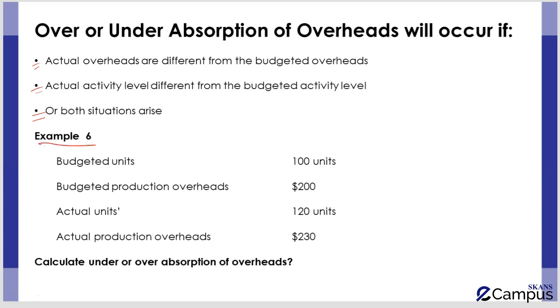Here we have example number 6, in which we will calculate under or over absorption of overheads. First we need to calculate the budgeted units. We need budgeted overheads and budgeted production. These two things we require to calculate the OAR. Then we have actual units, which will be used in the calculation of absorbed overheads, and we have actual production overheads. Now let's solve the illustration.